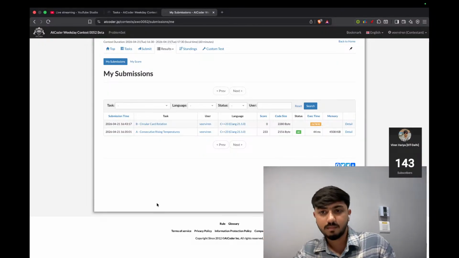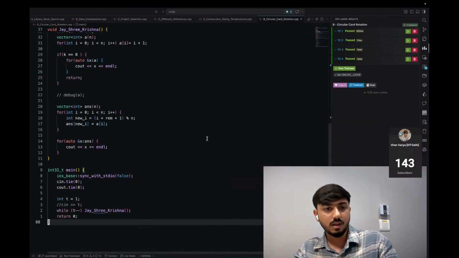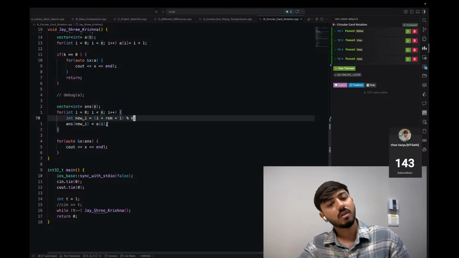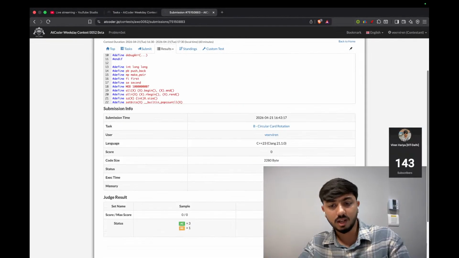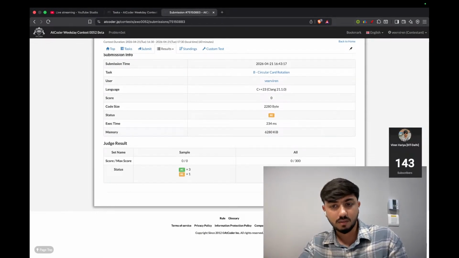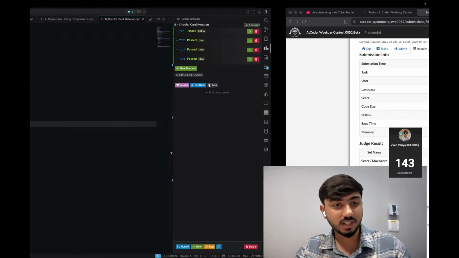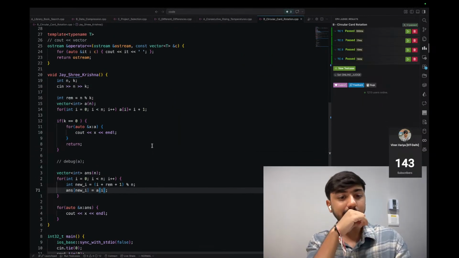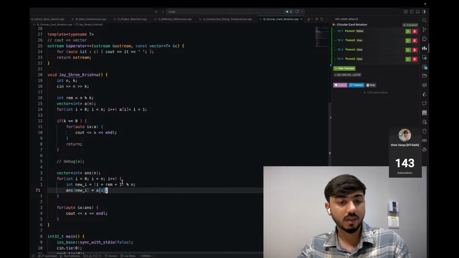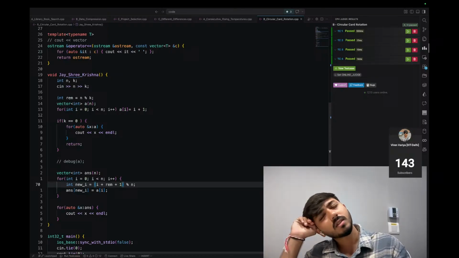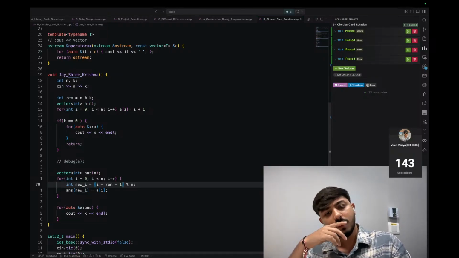Why runtime error? This should always be from 0 to n minus 1, right? Why are we hitting a runtime error? We have 15 wrong answers and 6 runtime errors. That means we did something wrong here. What is that?